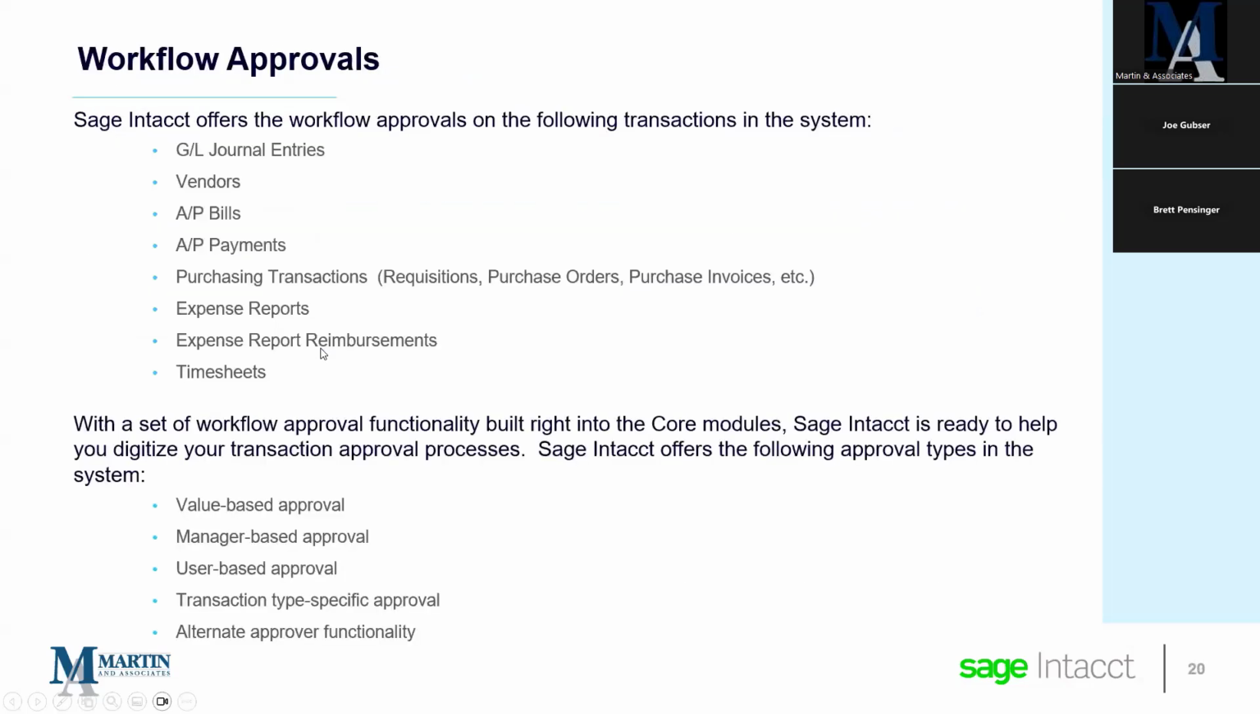So workflow approvals are built right into Sage Intacct. This is where you put in a transaction and it doesn't post right away, but it is routed through an approval process that you determine as a company before that transaction actually gets approved and entered. We're going to see this in action, but it can be used on general journal entries, vendors, AP bills, AP payments, your purchasing transactions, your expense reports, your expense report reimbursements, and timesheets. And the approval functionality on these can be either value-based, manager-based, or user-based. There's different ways that you can set up the approval process.